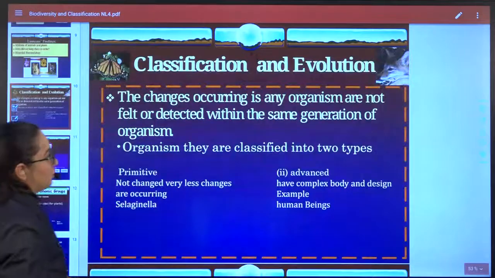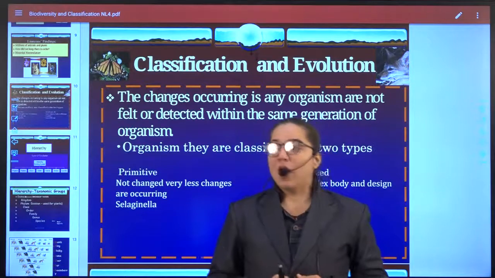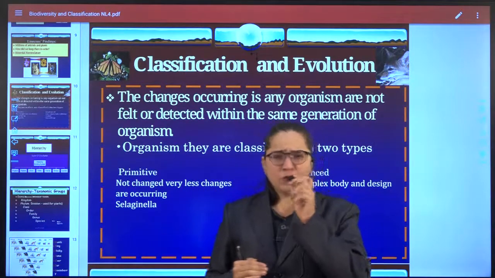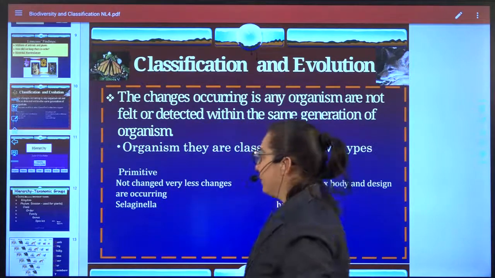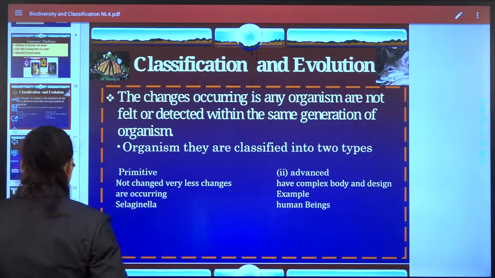Classification and evolution. The changes that are occurring in any organism are not detected in the same generation. Let me give you one very small example of how evolution is actually taking place.